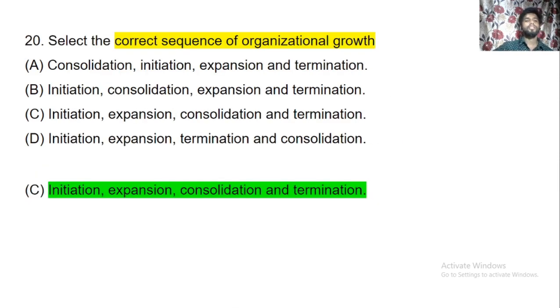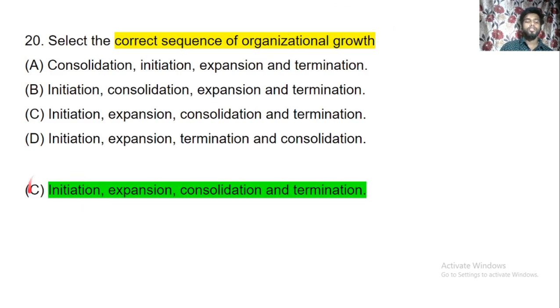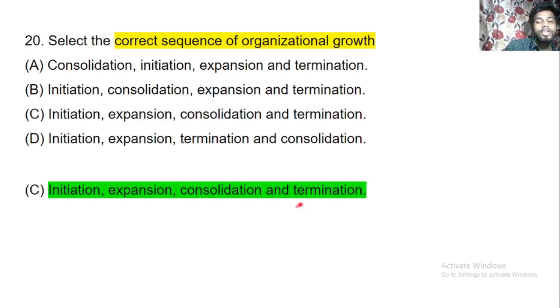Now, next question, correct sequence of organizational growth. If organizational growth depends on this sequence, there should be initiation, then expansion, then consolidation, then termination. So initiation, expansion, consolidation, then termination. This should be the organizational growth sequence.